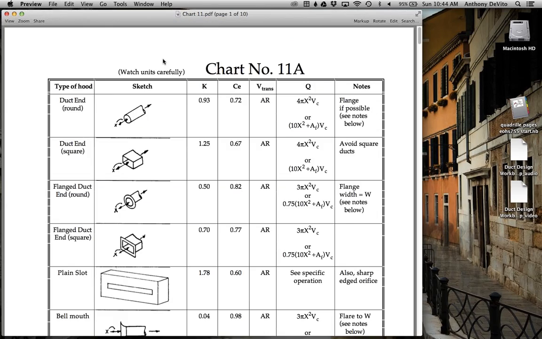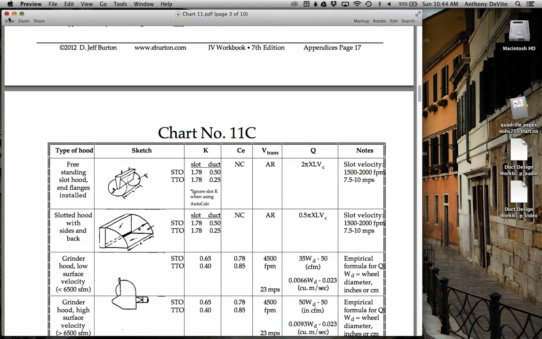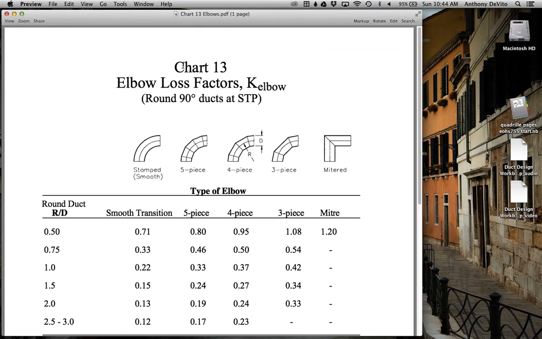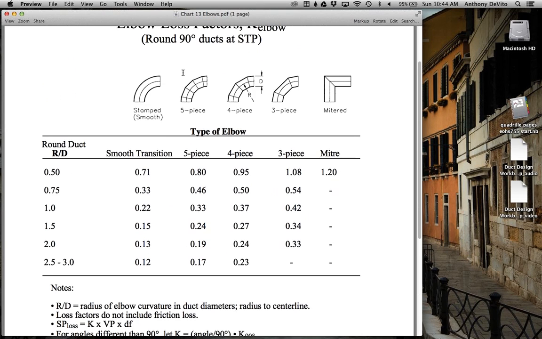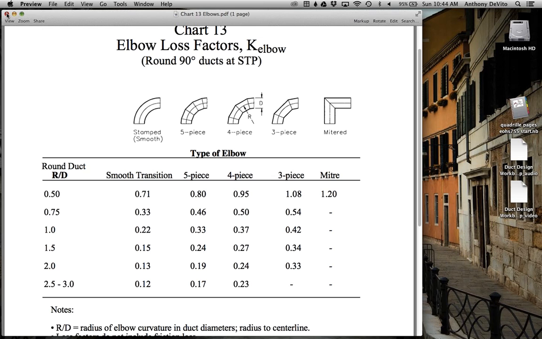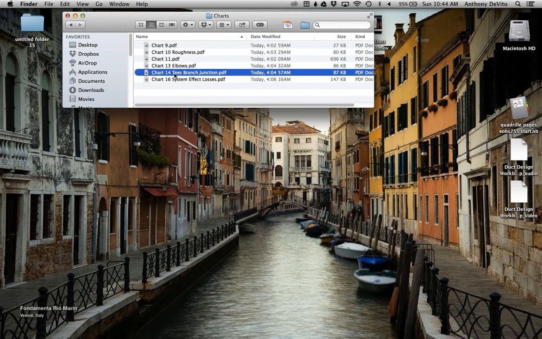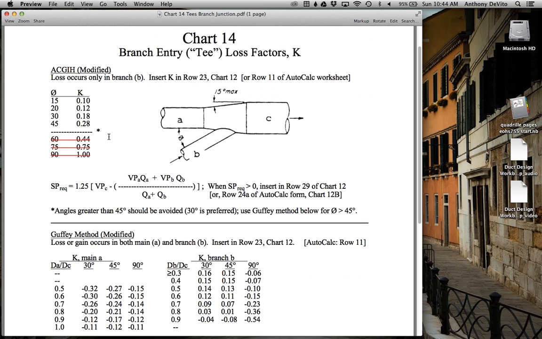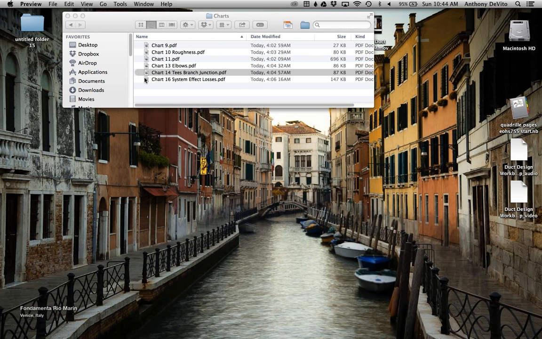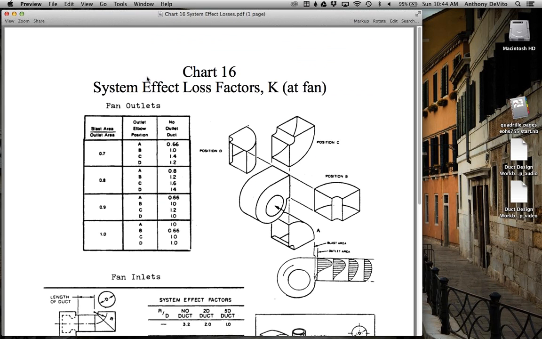Chart 11 is the chart for all the hood K values that you can pick from. And you can find your own if you want to. Chart 13 is the loss values for the elbows. Chart 14, that's where our branch entry was. Really, what governs the K value is the angle of entry. So that's how you would calculate that. Use that K value in the spreadsheet. Your spreadsheet actually calculates all the rest of that, the static pressure that you require based on that. But you don't have to do that. All you have to do is come to that chart for the K value if you use the spreadsheet.